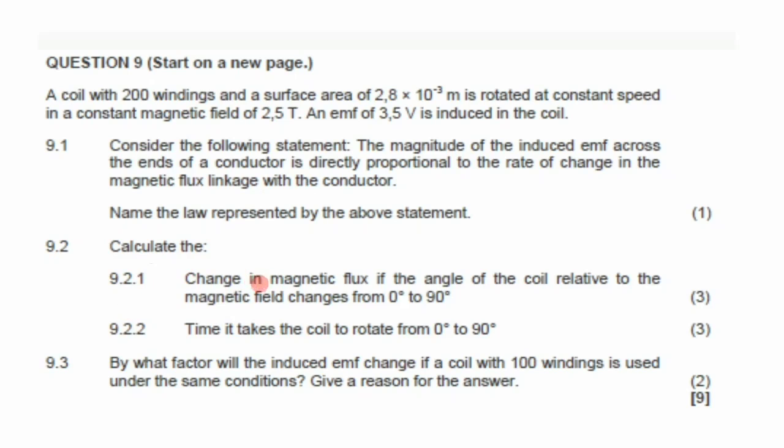9.3 says by what factor will the induced EMF change if a coil with 100 windings is used under the same conditions? Give a reason for the answer. For this one, we have to observe what happened here. The initial coil had 200 windings, but the one used now has 100 windings. Knowing the relationship of EMF and the number of coils, they're directly proportional. If the number of coils increases, we also expect the EMF to increase. If we double the number of coils, we also expect the EMF to double, right?